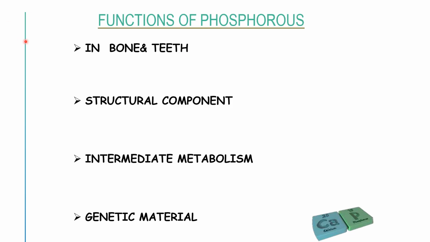The functions of phosphorus are fewer compared to calcium. Like calcium, it is also present in bone and teeth. 80 to 85% of phosphorus is present in the skeleton, and it is a structural component of all cells. It is involved in intermediate metabolism because it is required for phosphorylation of many intracellular proteins for the formation of phosphoproteins. It acts as a covalent modifier for many enzymes, and it is part of the genetic material, that is RNA and DNA. It also serves as an important component of the intracellular pH buffering system.